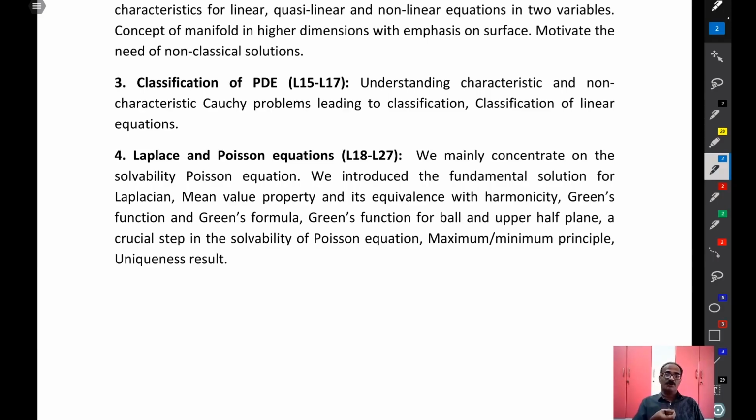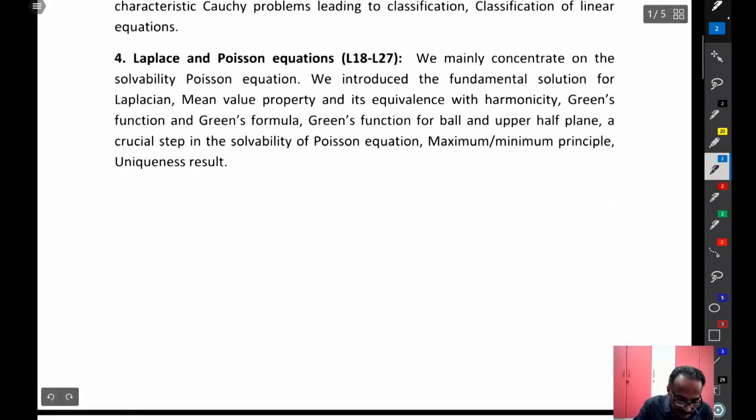Even if you have studied course 1, please go through the Laplace and Poisson equations and especially understand fundamental solutions, the mean value property, and Green's function. Special Green's functions we have introduced for the upper half plane and a circle or a sphere play a crucial role in the solvability of the Poisson equation. And we have seen other important things called maximum and minimum principles. So you have to go through all that quickly.